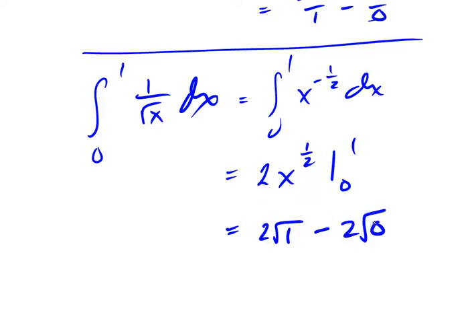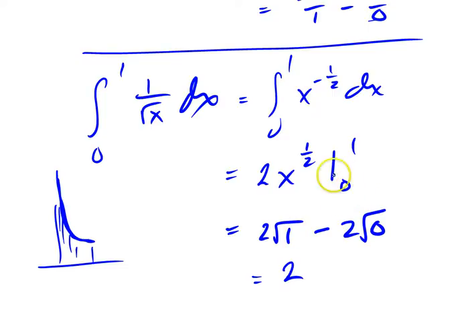because nothing does. In this case, the function still has an asymptote at 0. The graph of the function is doing something like this, but it actually hugs in really close to the y-axis. And it turns out that this area is finite. It's equal to 2 times the square root of 1, which is 2.